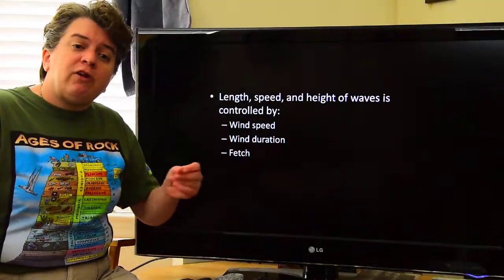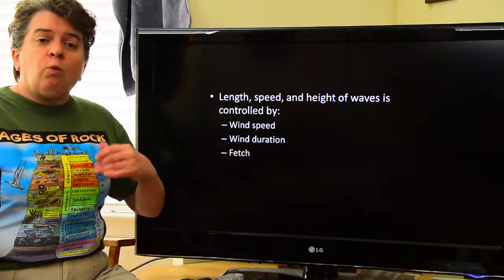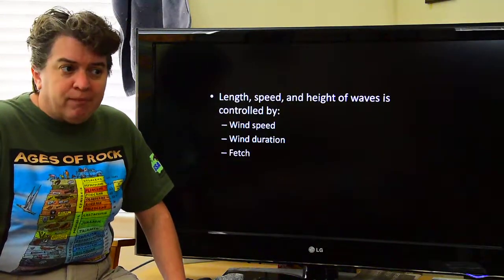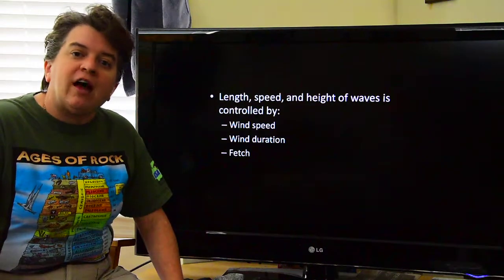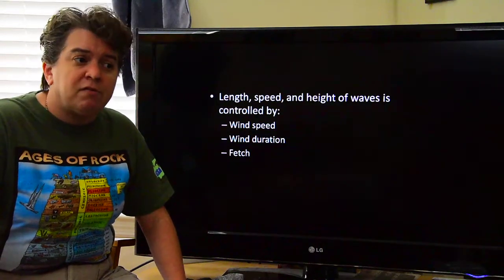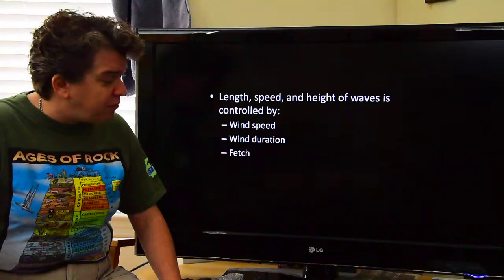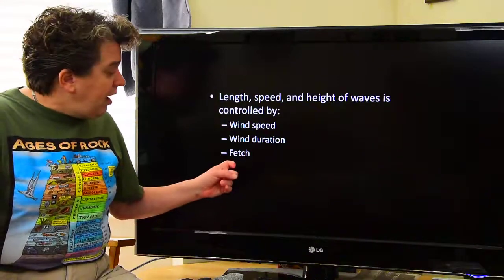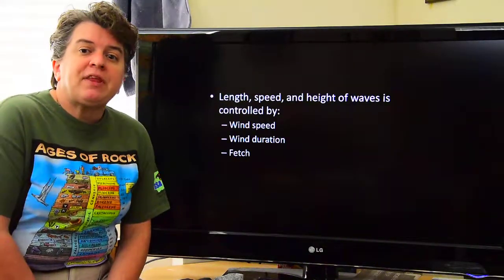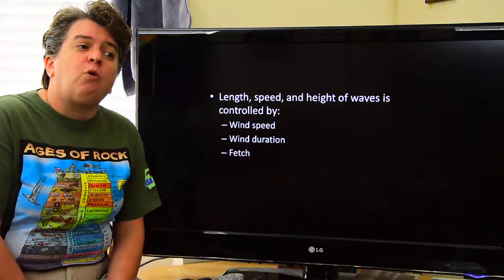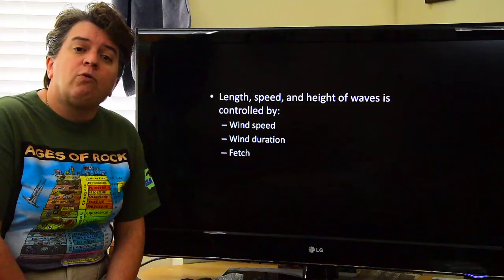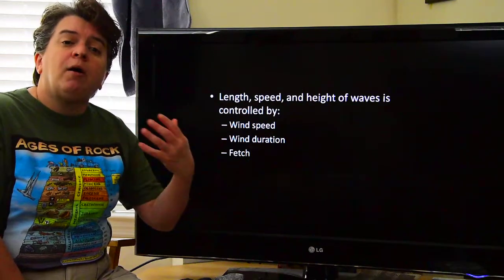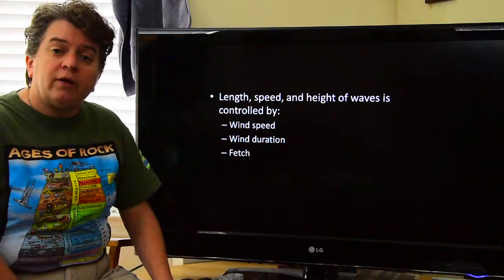But the wind duration is important as well. If you get one gust of wind at 70 miles an hour, that's not really going to make big waves. But if you have several hours of 70-mile-an-hour winds, now you're going to start getting some very big waves developing. So the duration of the wind is important as well. And then there's something called fetch. Fetch is the distance the wind travels over water. The farther the wind travels over water, the bigger the waves are going to get.